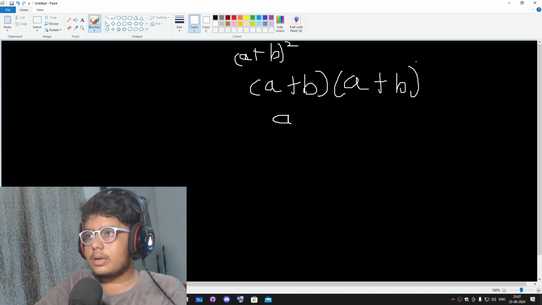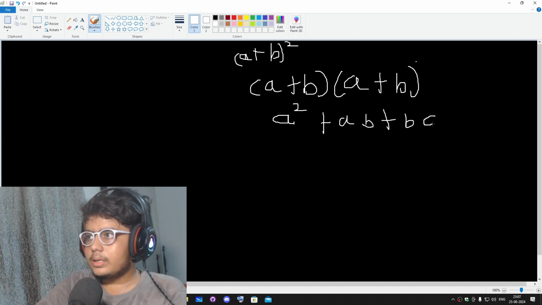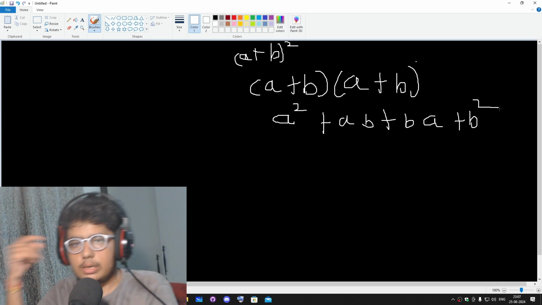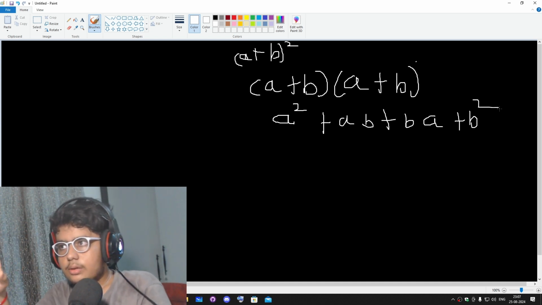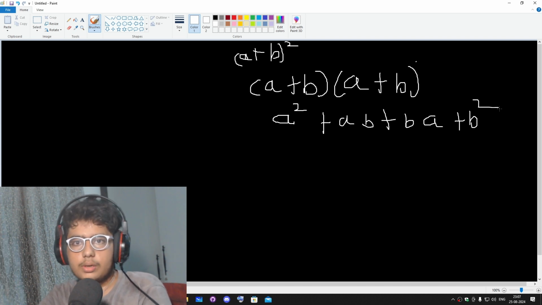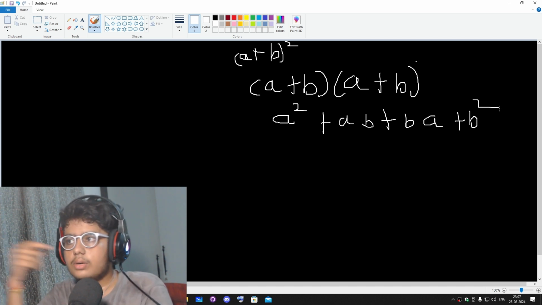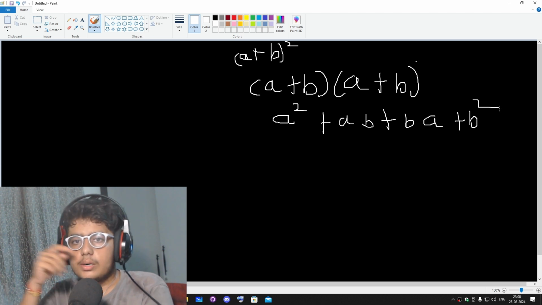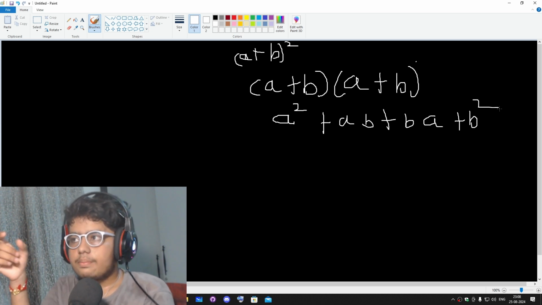At last what I got is a square plus ab plus ba plus b square. Then I knew the rule that a into b is equal to b into a. That is the basic rule. And how I got this rule, I just compared it with numbers.